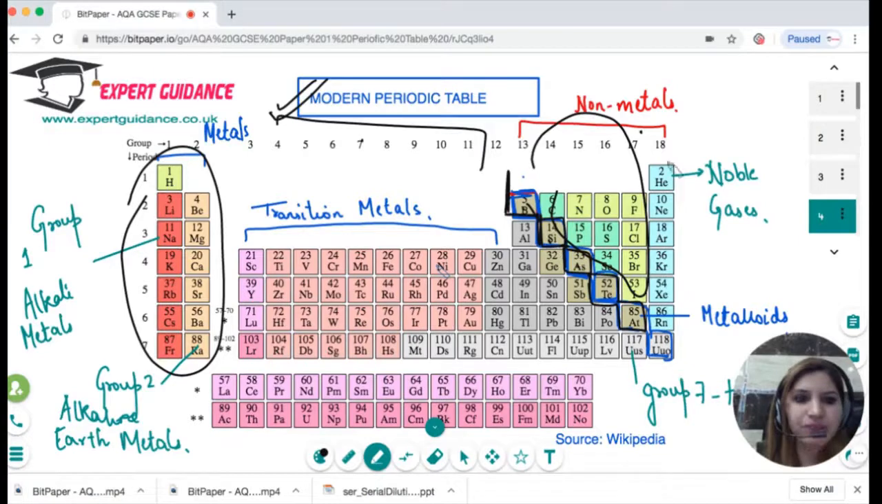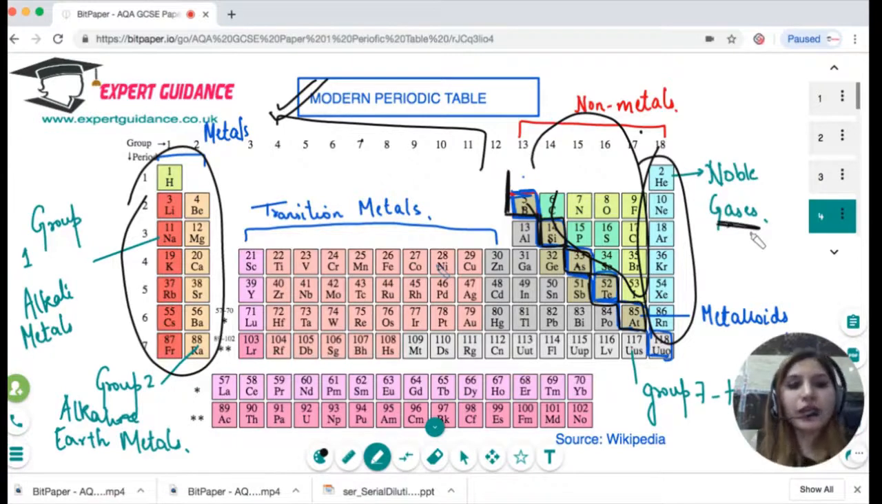Now, the last group is the noble gases. We'll see when we do the electronic configuration of the noble gases that they have a full outer shell electronic configuration. As a result, noble gases are given the name noble gases because they do not react. The elements in the same group will have the same number of electrons in their outermost shell.